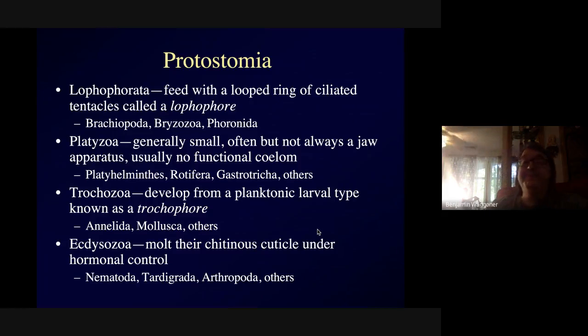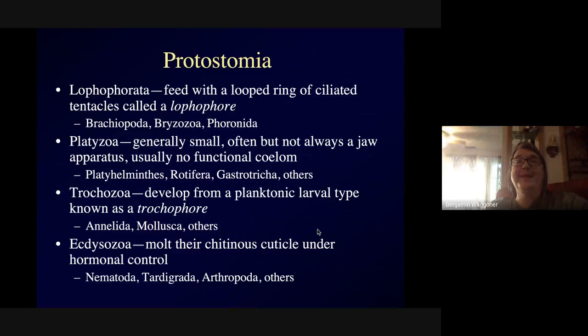Anyway, okay. Protostomia consists of four main subdivisions that we're going to be going through in agonizing detail. Lophophorata are protostomes that feed with a looping ring of ciliated tentacles that's called a lophophore. Platyzoa are generally small, often but not always there's a jaw apparatus, and usually there's not a functional coelom. The best known platyzoa are the platyhelminthes, that's the flatworms. You might have seen planaria worms before. They're in the platyzoa.